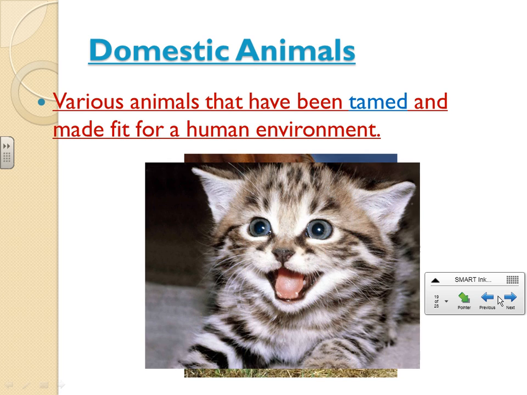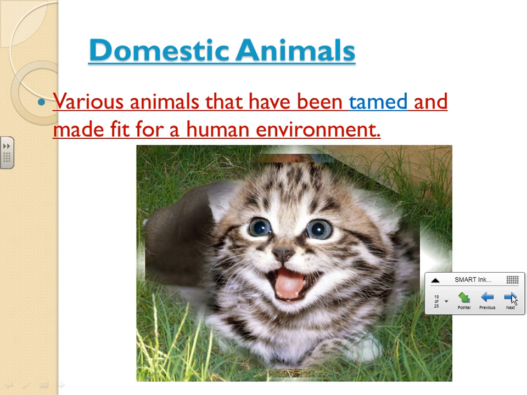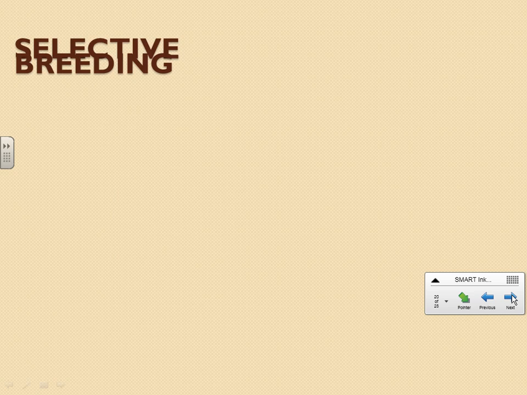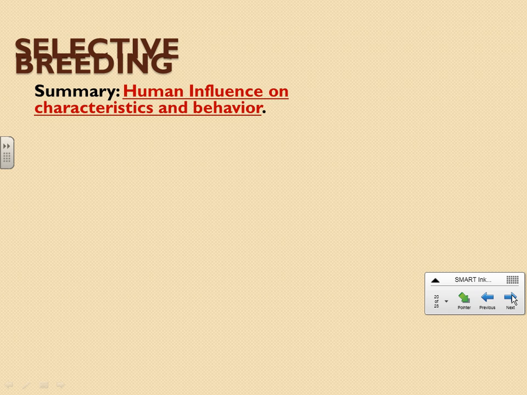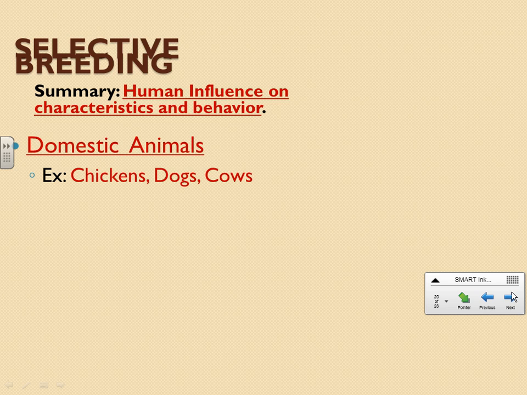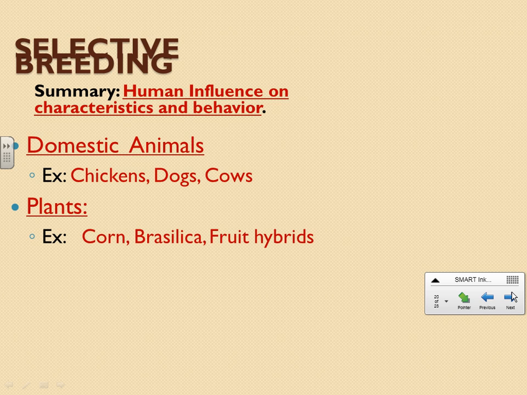So we selectively breed, and humans are controlling and influencing the characteristics or behaviors. Some examples of things that we have done this with: chickens, dogs, and cows. We also do it with plants, things like corn and fruits and vegetables. We're doing it with all sorts of things. So if we look here, I'm looking at chickens. We've taken one type of chicken and we have bred several different varieties.